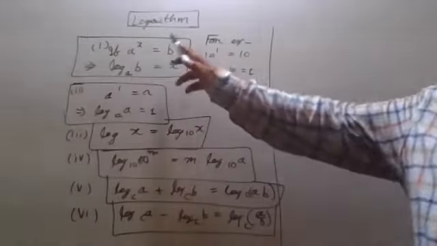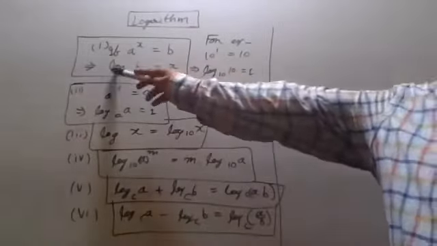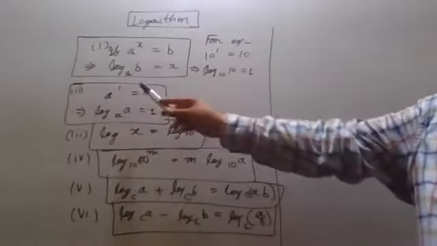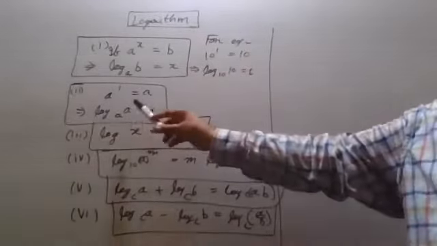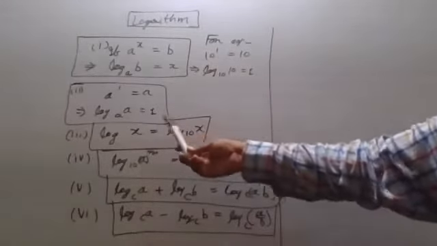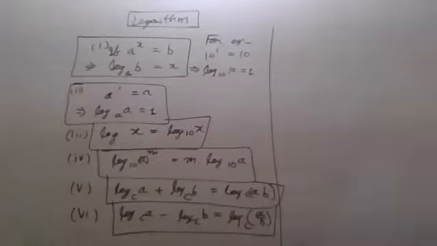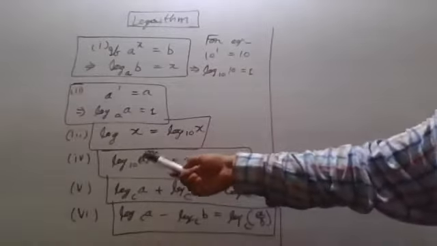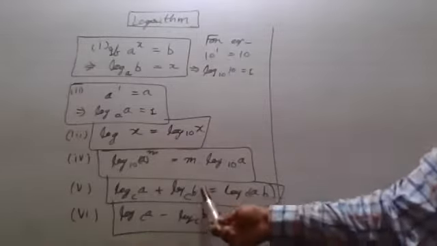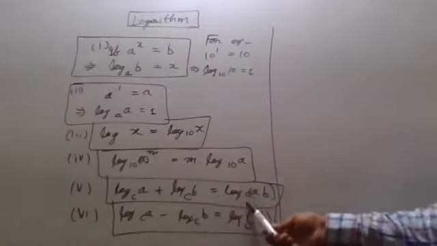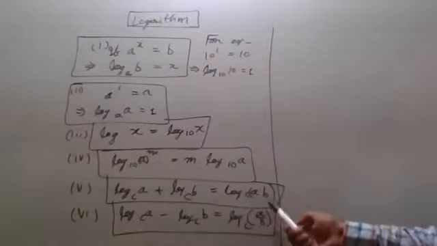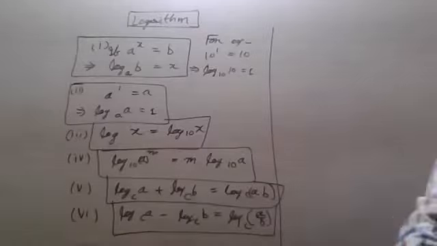If a to the power x equals b, it implies log b to the base a equals x. If a to the power 1 equals a, it implies log a to the base a equals 1. If log x is given only, it means the base is 10, log x base 10. Log a to the power m base 10 equals m into log a base 10. Log a base c plus log b base c equals log ab to the base c. Log a base c minus log b base c equals log a by b to the base c.